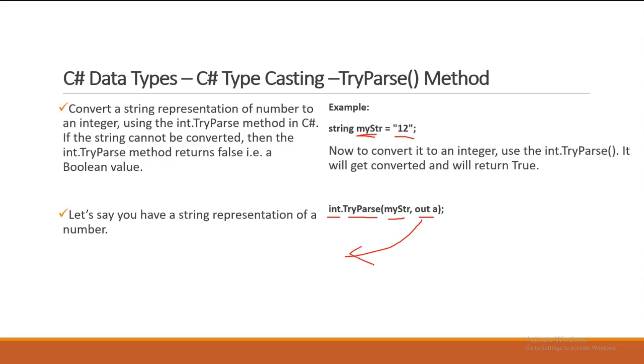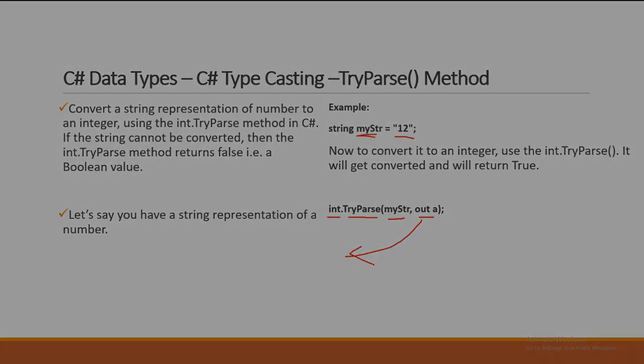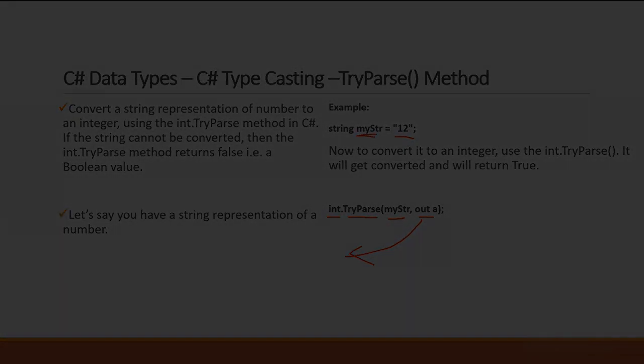Of course, we can assign the result to another variable, a local variable. Tomorrow we are going to use it. Yes, this is the TryParse method of typecasting. We are going to use it many more times in our examples.